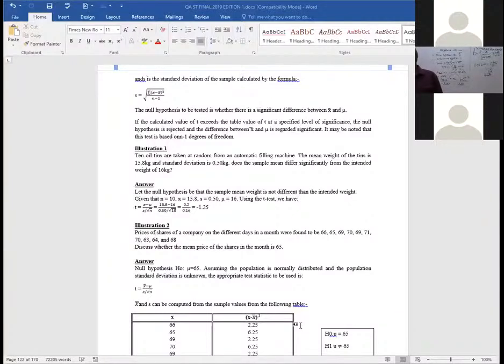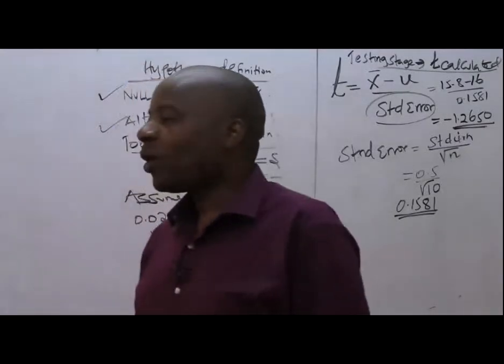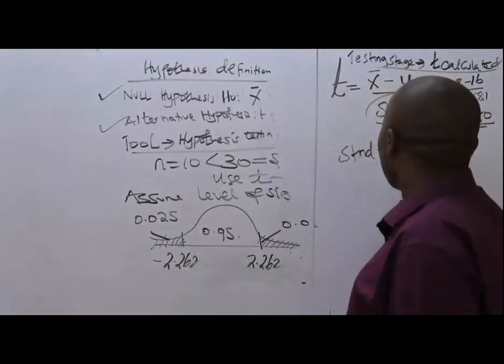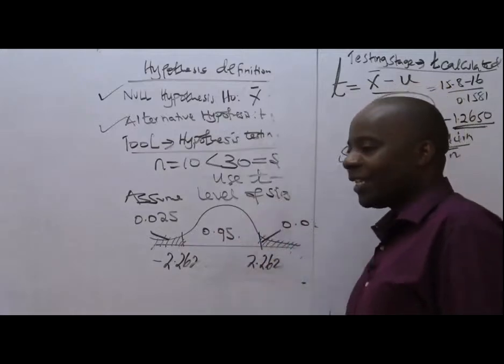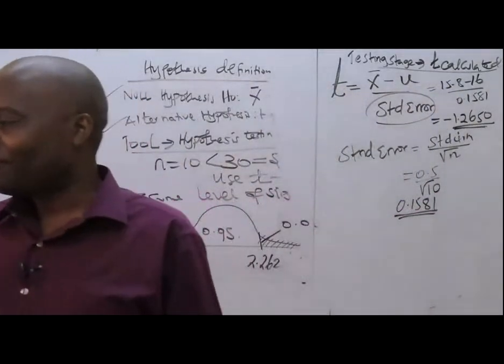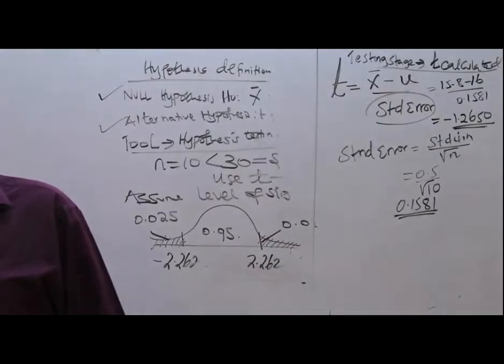So they've already given me answers. They're telling me it is negative 1.2650. That is the T calculated. Now, could you kindly do me a favor? Please try to locate that T calculated in your test tool. Where is this minus 1.2650 in this test tool? Is it in the shaded area or unshaded area?